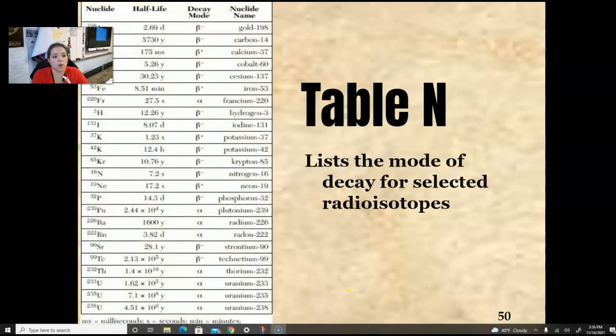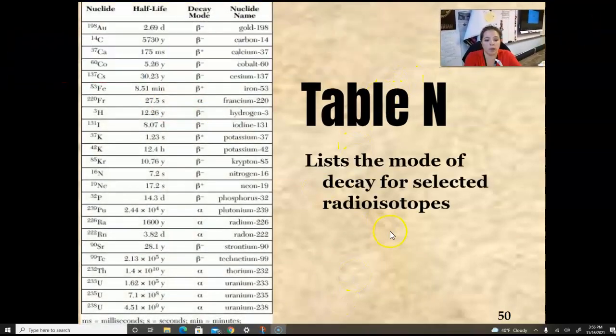All right, so one of the helpful hints we have is Table N. Table N lists all the modes of decay for selected radioisotopes. So if I say gold 198, you know it's going to be a beta decay. If I say calcium 37, it's going to be positron emission. This is alpha decay. So this will give you all of that right there.